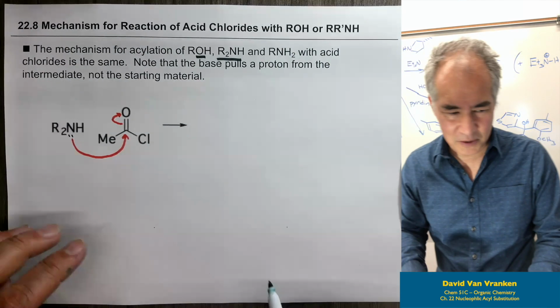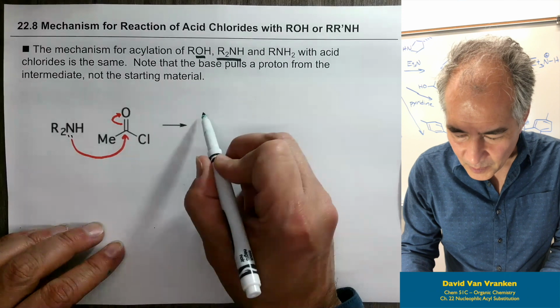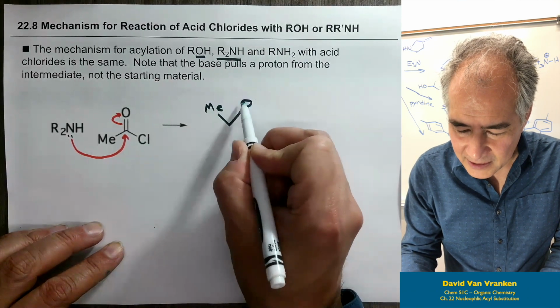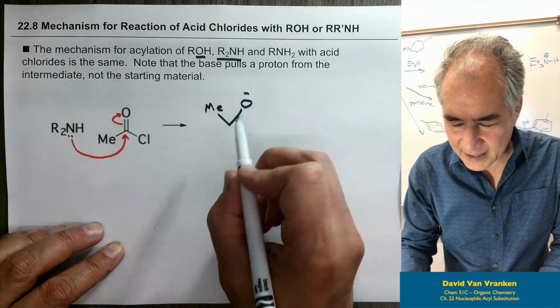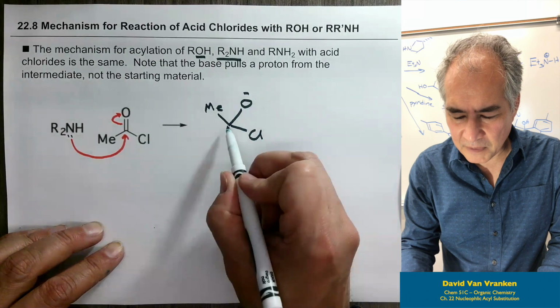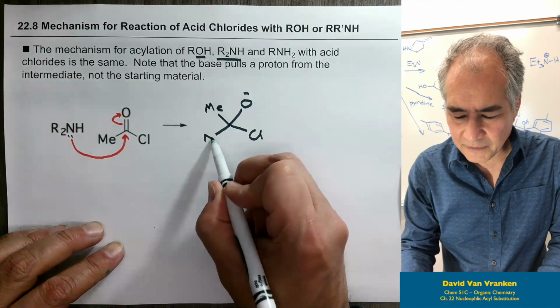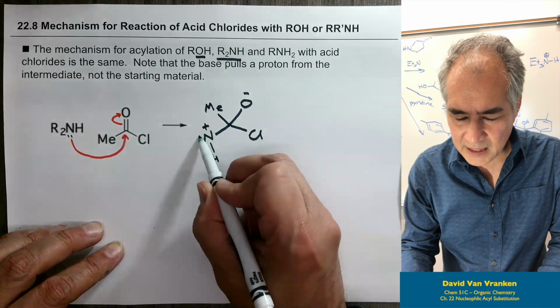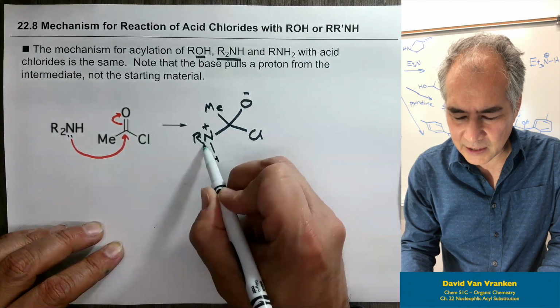So let's go ahead and draw out the intermediate for that reaction. We're going to have this methyl group up here. When you push the electrons up to the oxygen, there we are, we've got that O- sticking down there. And there's the chloride. Just be patient with that. That's going to act as the leaving group eventually, but not yet, because we first have some business here with this ammonium group. That nitrogen now has a positive charge. I'll just write the R2 like that.